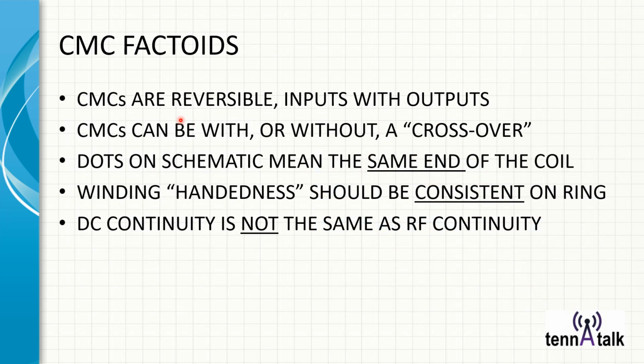A couple of factoids: they have reversible inputs and outputs. They can be with or without a crossover. The dots on the schematic mean the same end of the coil, so keep that in mind whenever looking at any transformer schematics. And you want to keep the winding handedness consistent on the ring. And remember, DC continuity is not the same as RF continuity. You could have an RF open or short, even though the DC continuity tells you the opposite. The RF domain works completely differently than the DC domain.